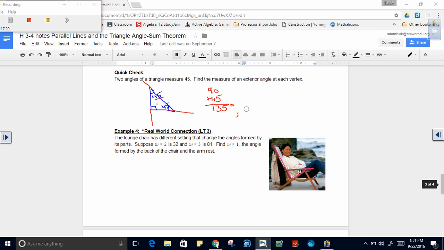So I'd have 135 for that other exterior, and 90 right here. I would just need to either go 180 minus 90, or 45 and 45 is 90, so that must be 90.